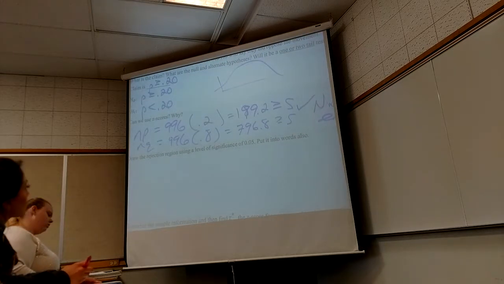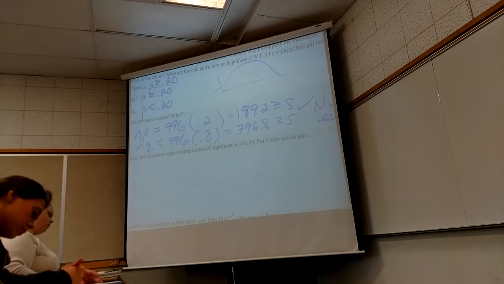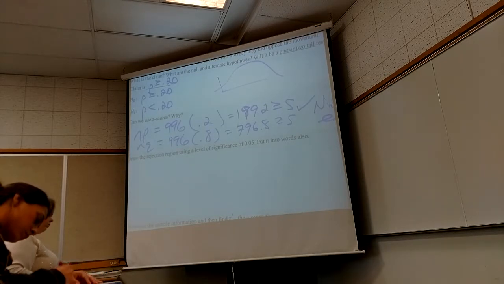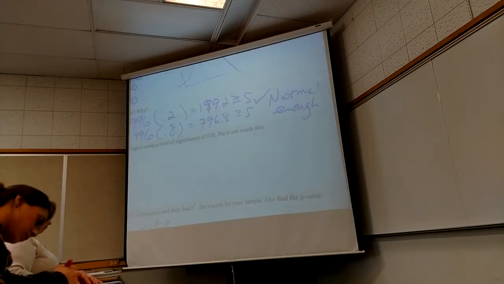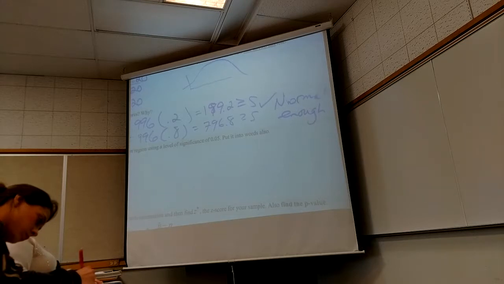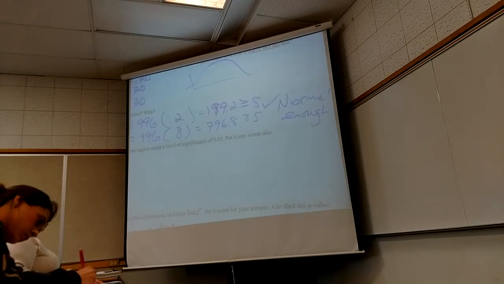Well, if P is 0.2, Q has to be 0.8. Normal enough for what? To use the z-score chart and all that kind of stuff. Why is the area in one tail? Why is it one tail?